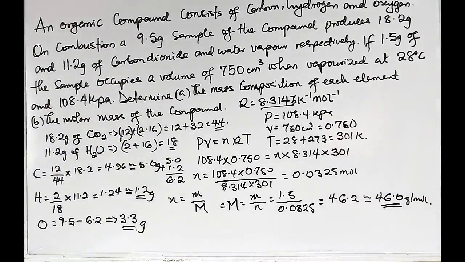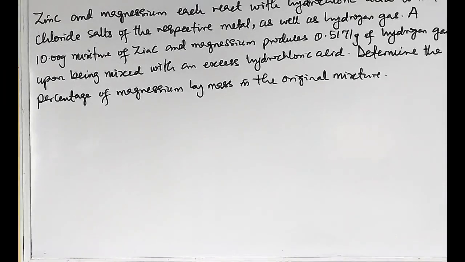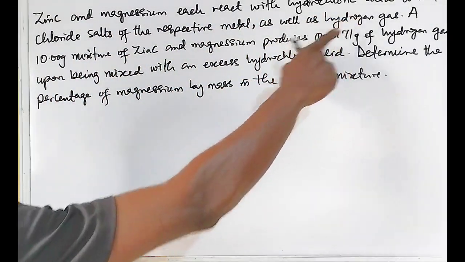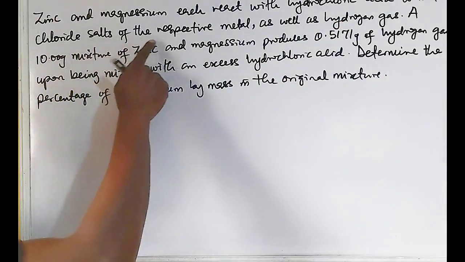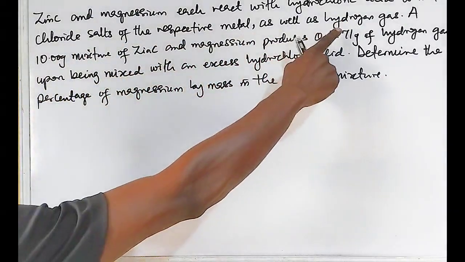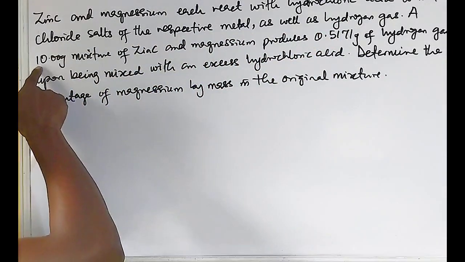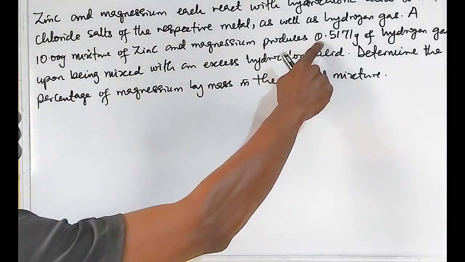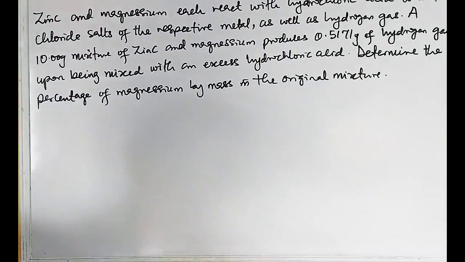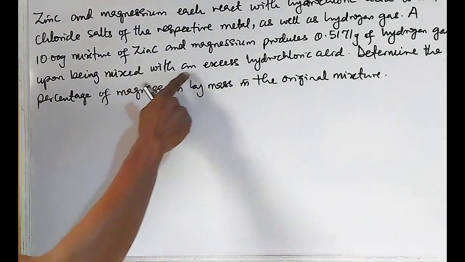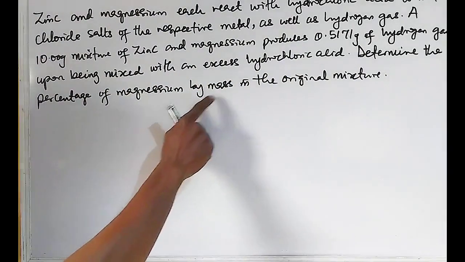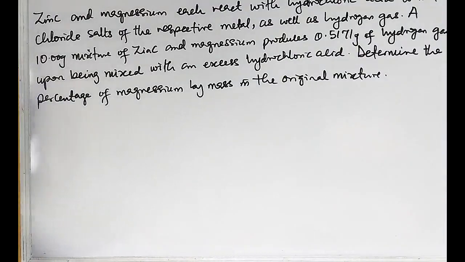Now let's move to number 6 question. Now for number 6 here, you can see that zinc and magnesium each react with hydrochloric acid to make the chloride salt of the respective metal as well as hydrogen gas. Now a 10.00 gram mixture of zinc and magnesium produces 0.517 gram of hydrogen gas upon being mixed with an excess of hydrochloric acid. Now determine the percentage of magnesium by mass in the original mixture.